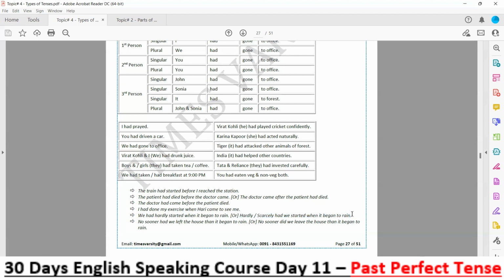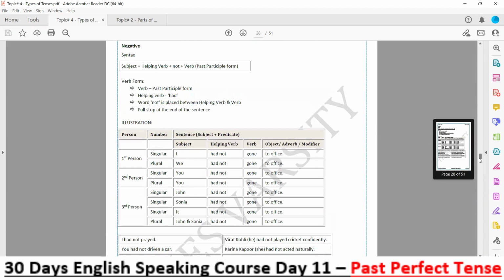Right. So the same sentence you can express that way. Next sentence. No sooner had we left the house than it began to rain. Right. So these are a few of the examples.